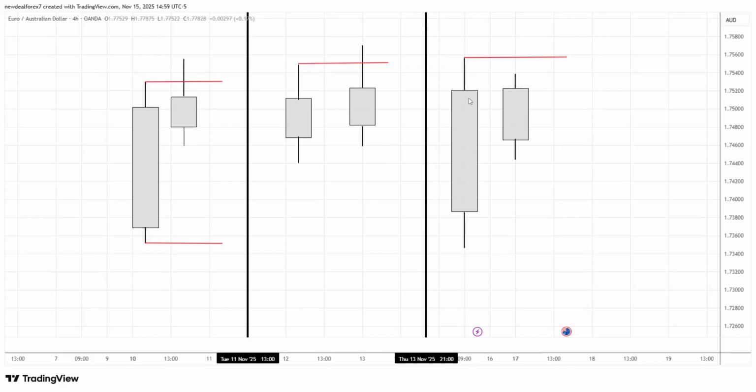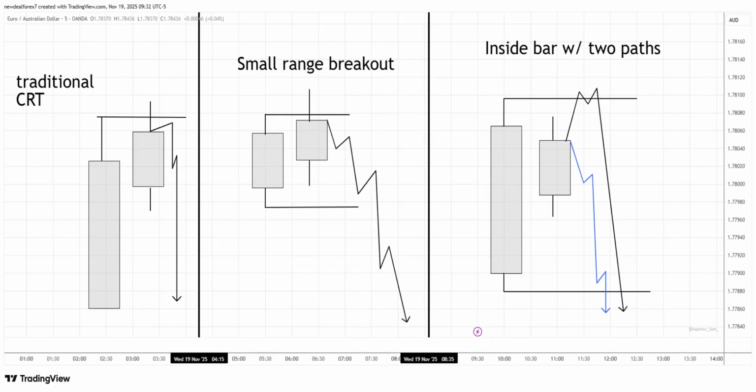And sometimes you'll see a large range candle, and sometimes the middle candle does not poke above the high, but still keep an eye on that one because this is what can happen. Sometimes in the traditional range, you're going to see price go up a little bit and then completely tank or rise, like I said, depending on if you're long or short.